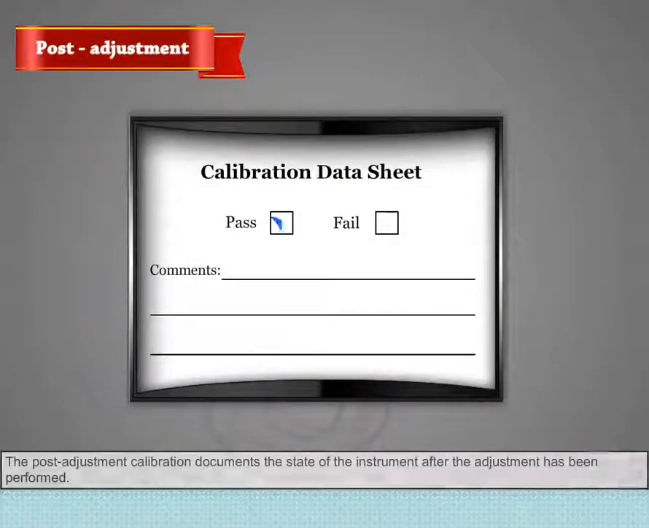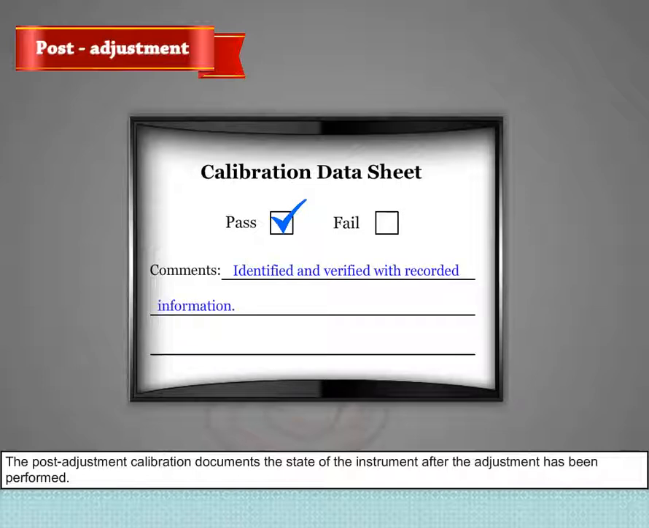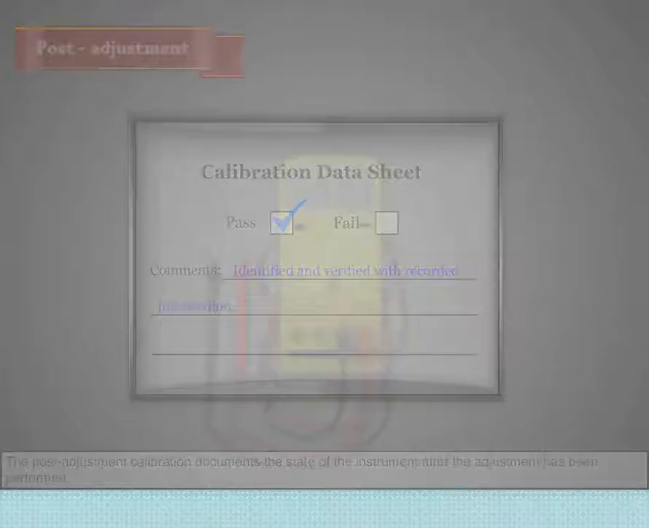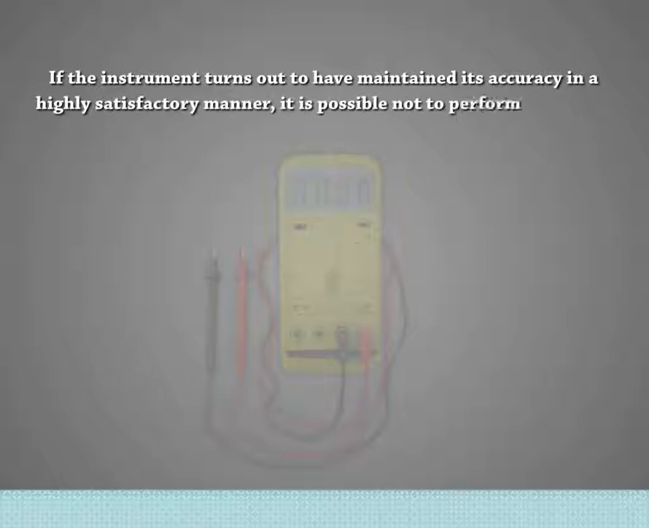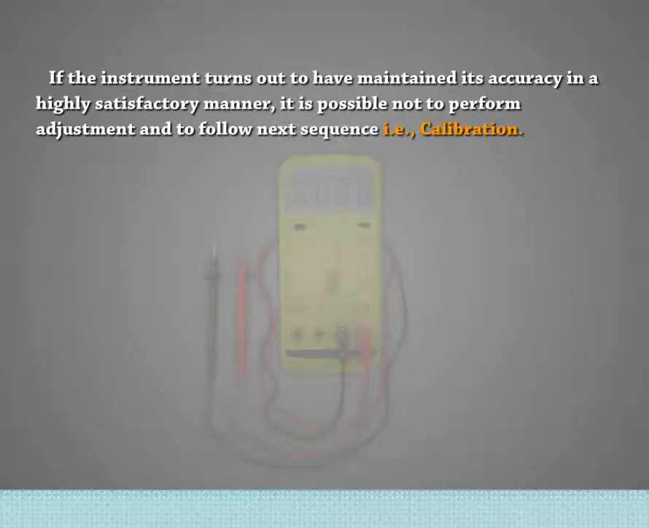Post-adjustment. The post-adjustment calibration documents the state of the instrument after the adjustment has been performed. If the instrument turns out to have maintained its accuracy in a highly satisfactory manner, it is possible not to perform adjustment and to follow the next sequence, that is calibration.